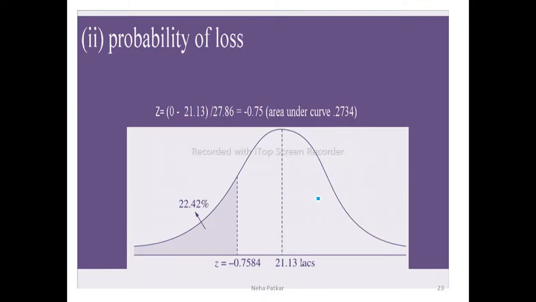Similarly, for the probability of loss, the x value is 0, the mean value mu is 21.13, and the sigma value is 27.86. So we solve and get the value of Z, and the area under the curve will be 22.42%. This means the probability of loss is quite low, 22.42%. That's it for this video. Thank you so much.